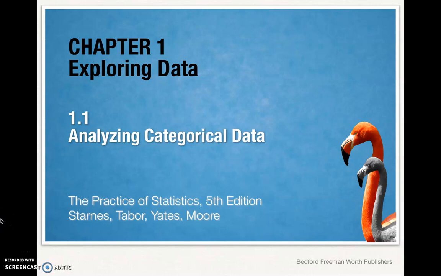Chapter 1 is all about taking the experiments that you designed in Chapter 4, collecting your data and analyzing it. So we're going to start with categorical data and work our way up to the numerical data, calculating the mean, the standard deviation, and things like that.